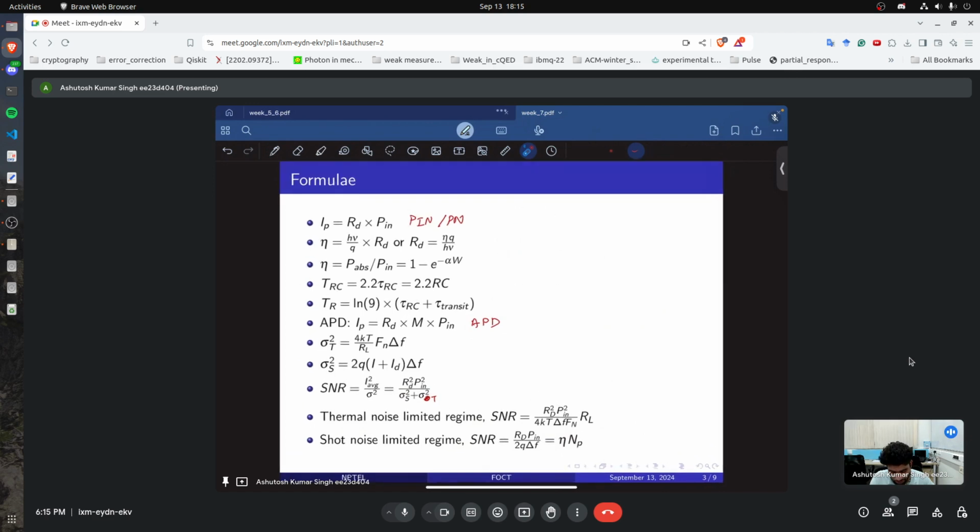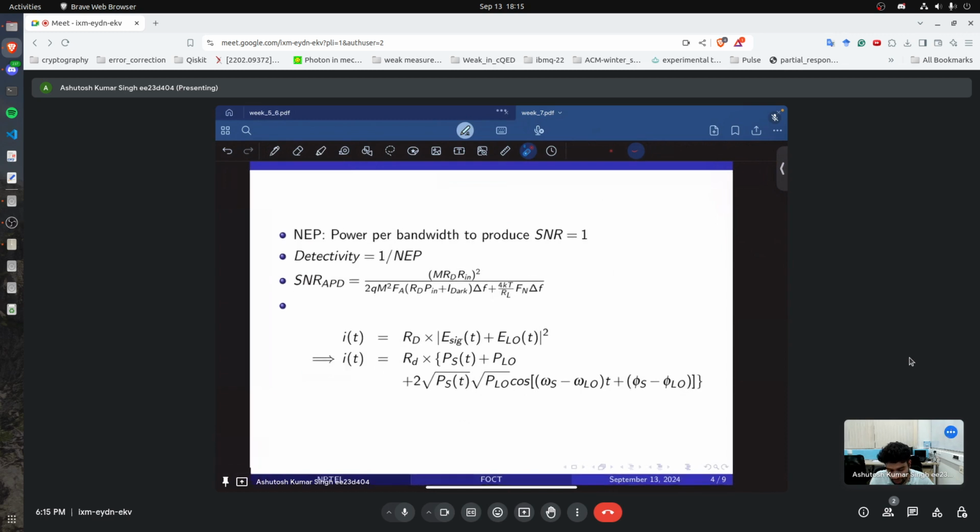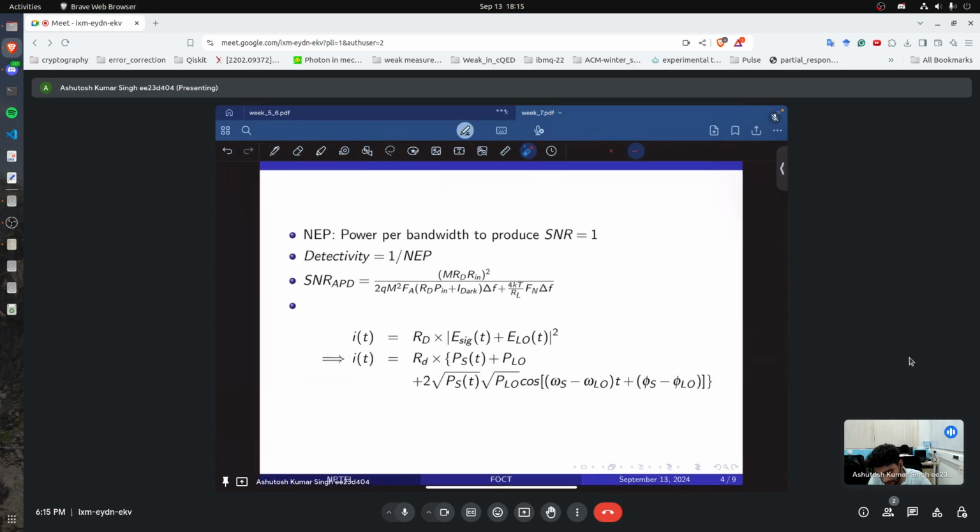Now we will move on to some of the other formulas that are there, which is NEP, the noise equivalent power. Now NEP is the signal power divided by noise power, and when it is equal to 1, that means your noise and signal have the same amount of power. Similarly, we had seen the other, detectivity, is the inverse of NEP.